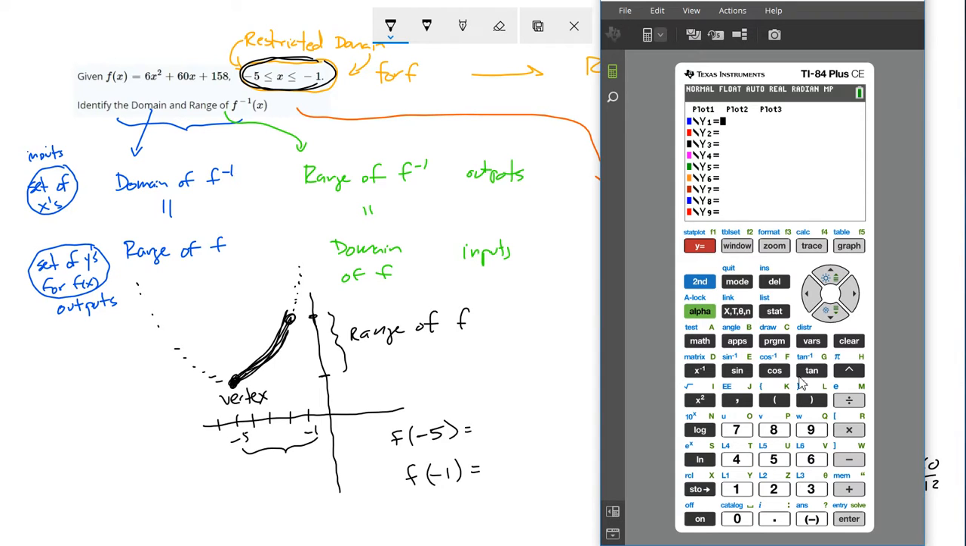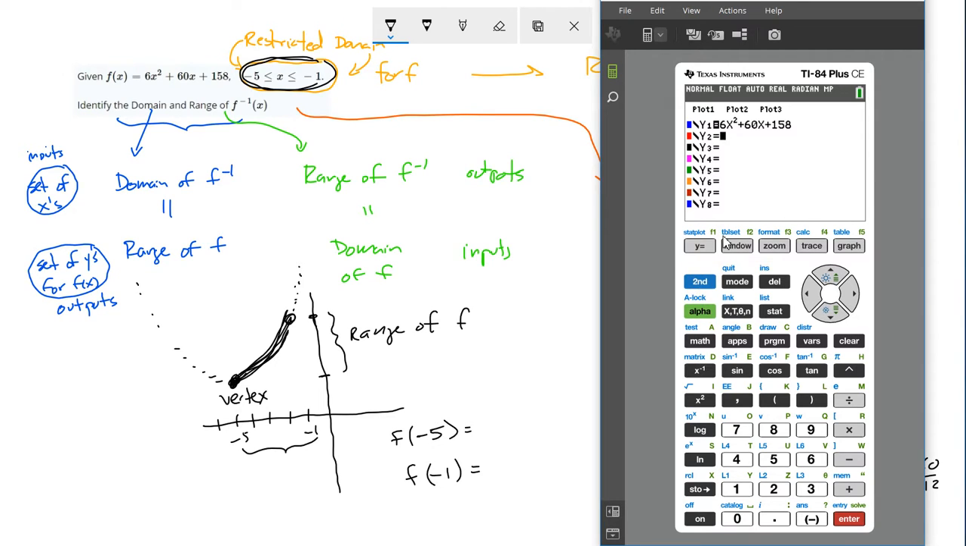Okay, so my function was 6x, which is right here, squared, plus 60x. So I'm just typing in the commands. Plus 158. Enter. Okay, there's my function. And now I could get a graph, but actually I'm more interested in a table. A table is just a fast way to access the data.